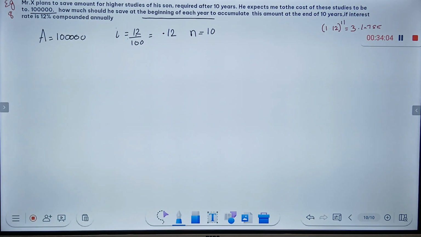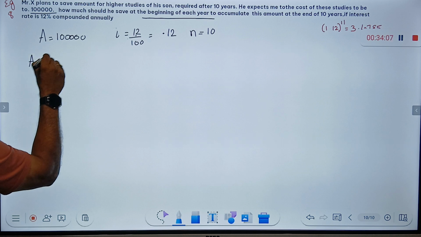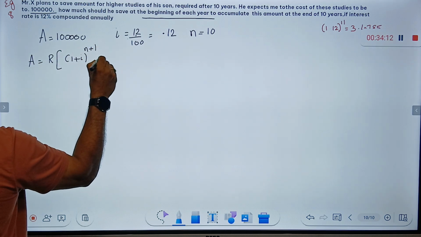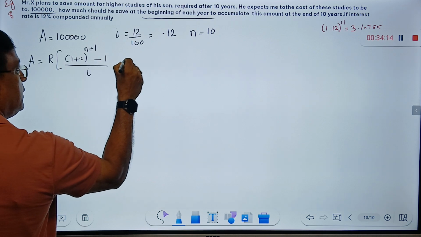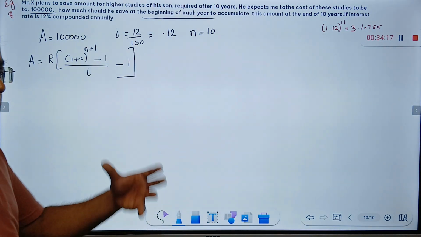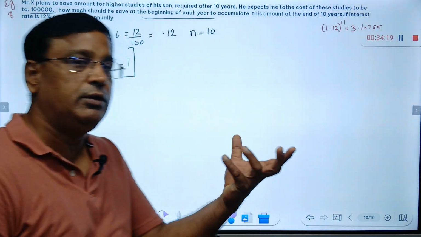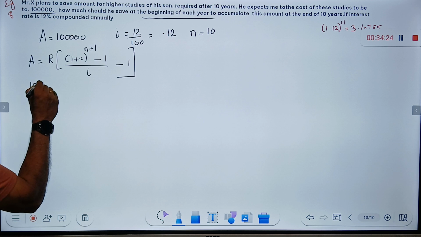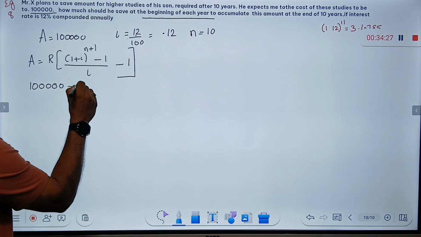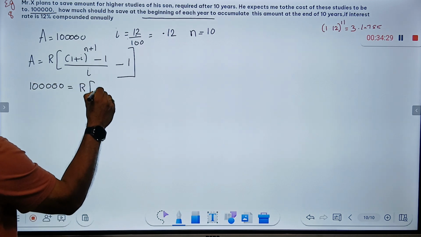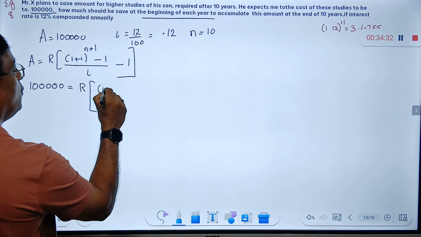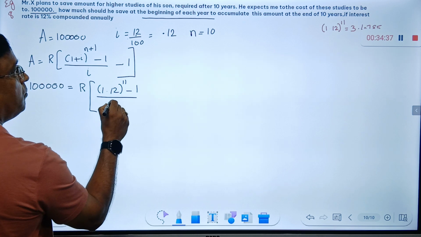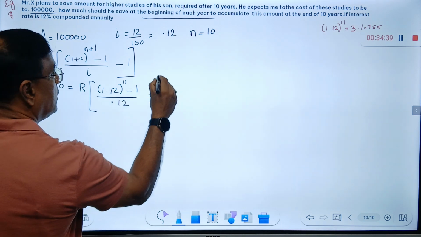Now what is the formula? Amount equal to R into 1 plus i power n plus 1 minus 1 by i, minus 1. They have used in the book annuity factor and all, but they don't give it in the exam. So always better to do the calculation. So this is 1 lakh equal to R into 1.12 power 11 minus 1 by 0.12, minus 1.